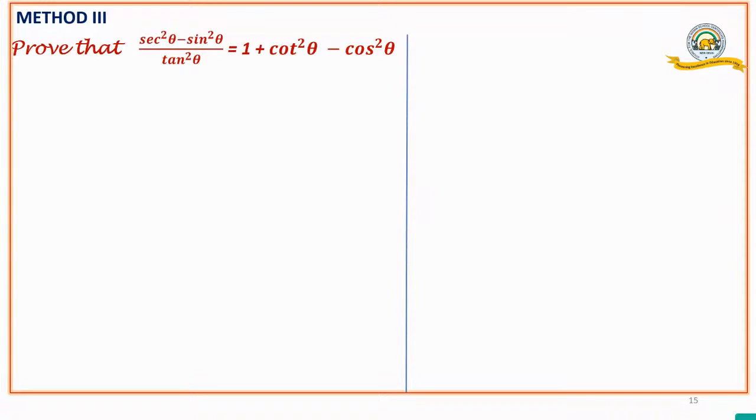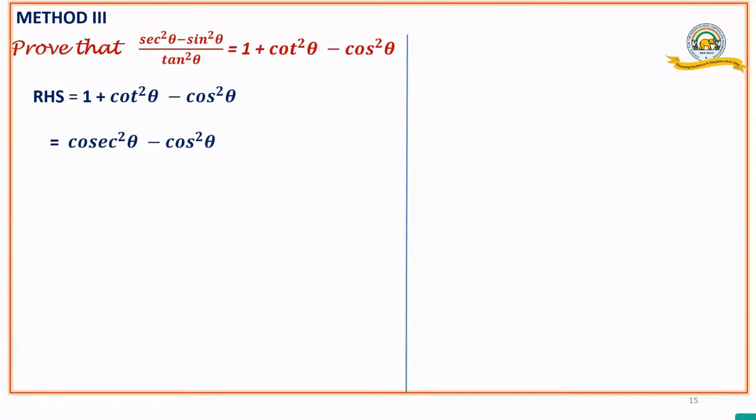Same sum, again another method. Let us have a look. What else can we do? Now we are thinking of doing from the right hand side. We have done two methods from the left hand side. Now let us see whether we can work with this right hand side. Because that expression is more complex, I'll start from the right hand side. So we have got 1 plus cot square theta. We can write it as cosec square theta minus cos square theta.